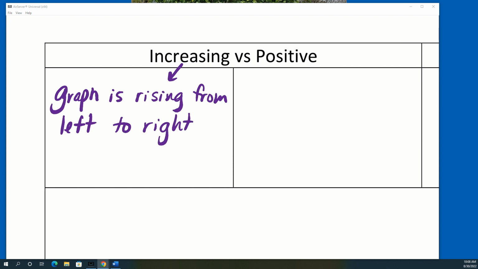Now, yesterday, we said it had a positive slope. I'll draw a graph with a positive slope, but that doesn't mean it's positive. So some people get positive slope and positive as the same. It's not. Now, a graph is going to be positive where it's graphed above the x-axis.